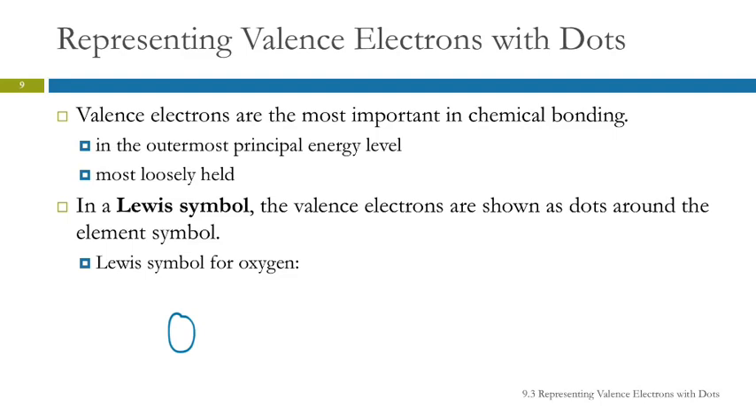Just O for oxygen. How many valence electrons does oxygen have? 6. We can tell because it's in group 6. So it's got 6 valence electrons. And so we're going to put 6 dots around it. So we've got, make those a little bigger, 1, 2, 3, 4, 5, 6. That's the Lewis symbol for oxygen.